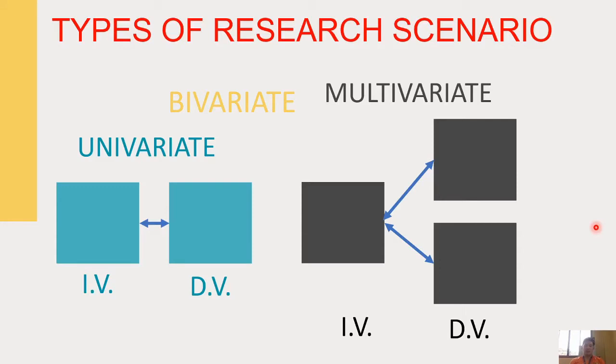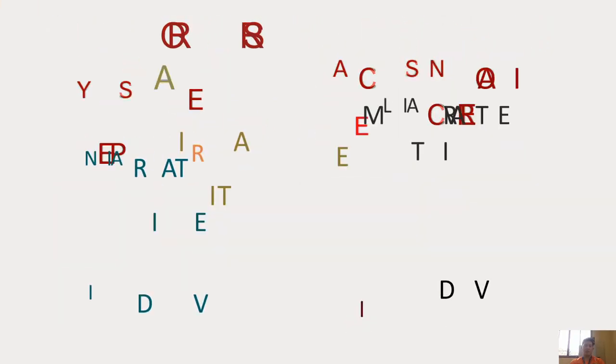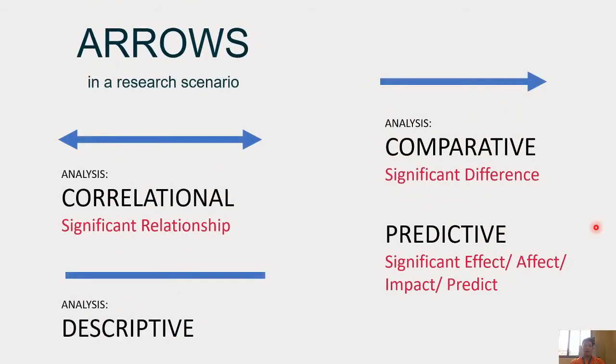Another term that is used in a research scenario is the word bivariate, but it is not a research scenario, and it refers only to the relationship between independent and dependent variable. Because arrows have their own meaning or purpose based on a research scenario.